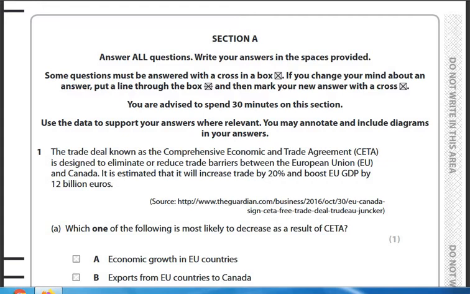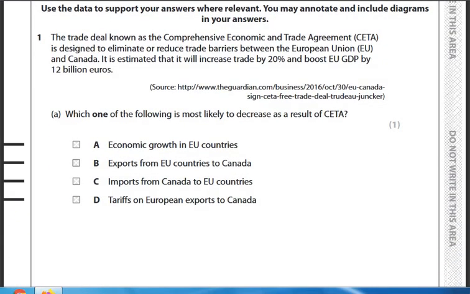I think this part of the paper is really designed to discriminate between candidates who are in the E, D, C sort of area. If you're hoping for an A star, A, B, you need to be getting 25 out of 25 here, because it's just really factual recall and a bit of logic and some number processing, graph interpretation, and you're there. So we've got a multiple choice.